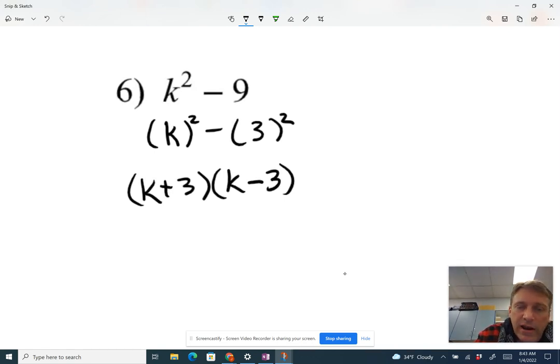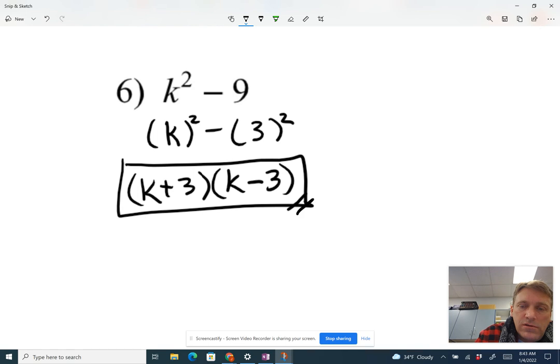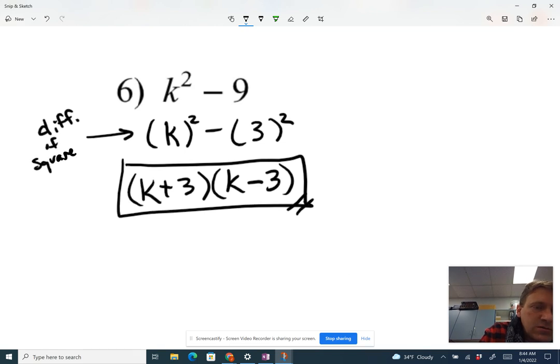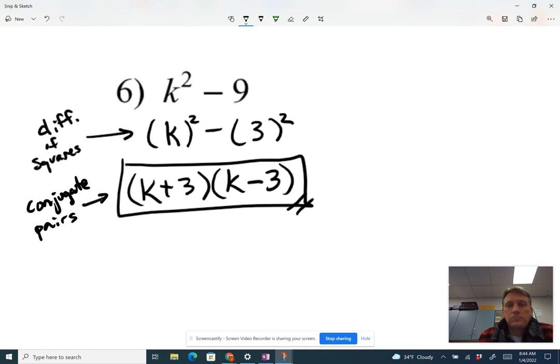These are called conjugate pairs. And so in the factored form, you have conjugate pairs, where the numbers and the variables and everything there are the same except for the plus and the minus that separates them. And in its non-factored form, you have what's called a difference of squares. So this is the difference of squares, and these are called conjugate pairs. And this is our final factored form.